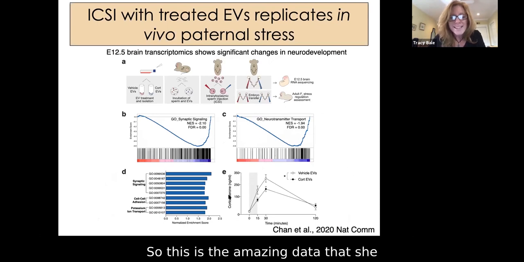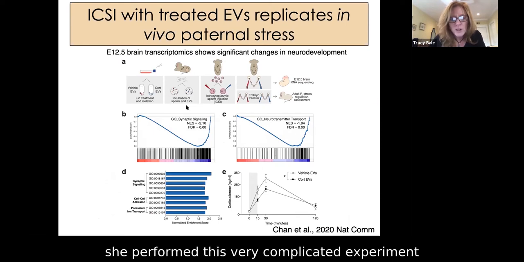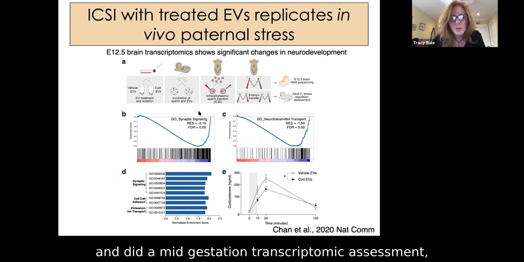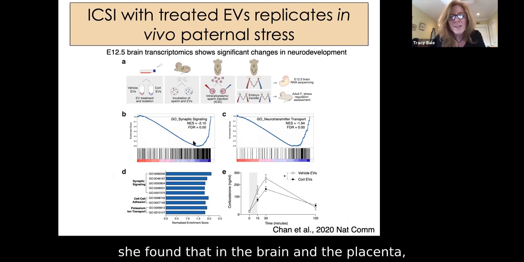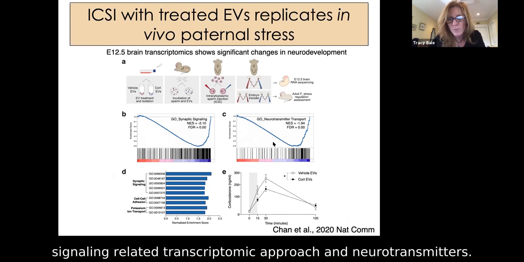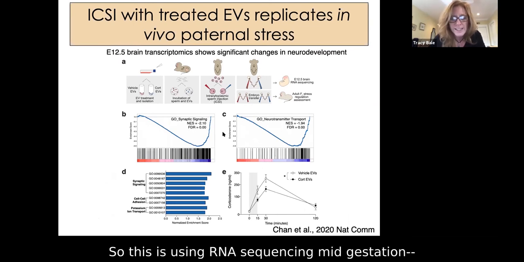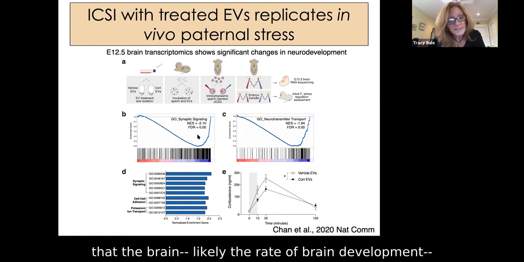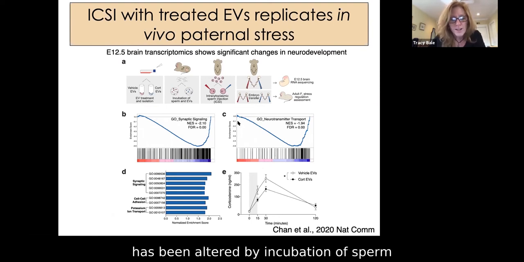So this is the amazing data that she found as proof of causality, that when she performed this very complicated experiment and did a mid-gestation transcriptomic assessment, she found that in the brain and the placenta, there are dramatic differences in synaptic signaling related transcriptomic approach and neurotransmitters. So this is using RNA sequencing mid-gestation, that the brain, likely the rate of brain development, has been altered by incubation of sperm with those extracellular vesicles from culture, showing here.